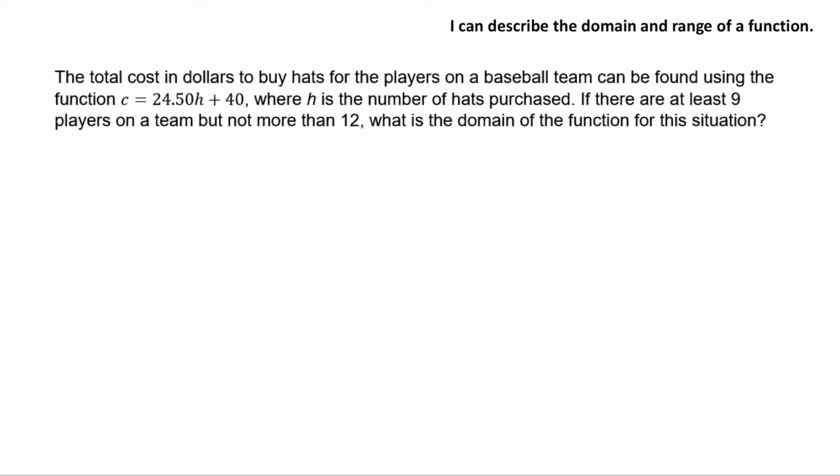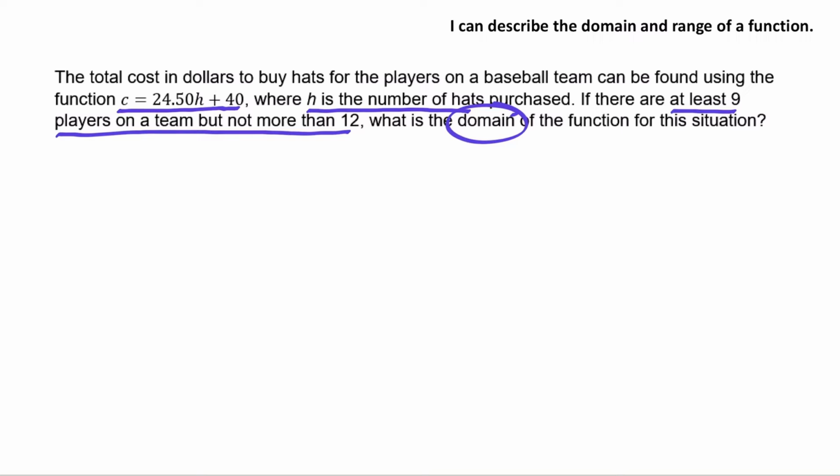So let's talk about this example. The total cost in dollars to buy hats for the players on a baseball team can be found using the function C equals 24.50h plus 40, where h is the number of hats purchased. If there are at least 9 players on a team, but not more than 12, what is the domain of the function for this situation? So let's look at important information. So we have this function. It tells us h is the number of hats, and there are at least 9 players on a team, but not more than 12. And we're trying to find the domain.